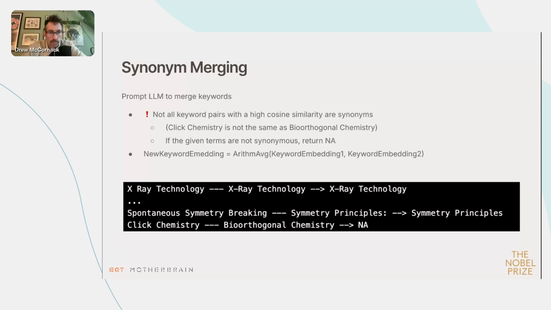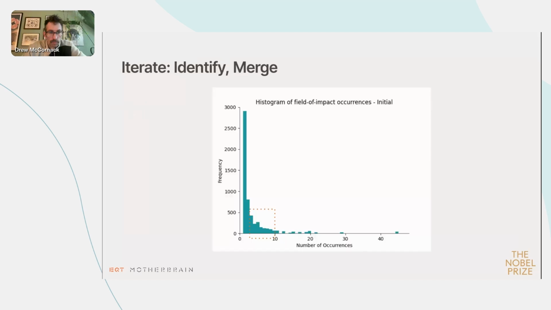To save a bit of computation, we just developed a new embedding for this so we could repeat this process. We just took the average of the original embeddings. Yeah, and so you can see this little sweet spot, this little dotted orange line is what we're kind of hoping for.